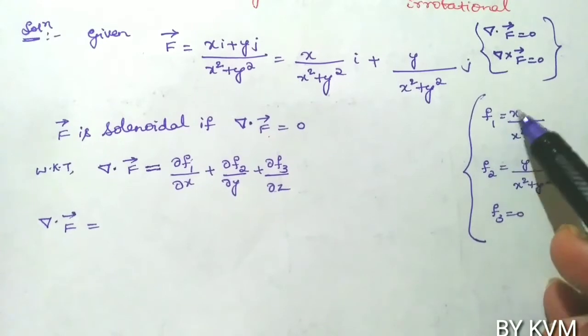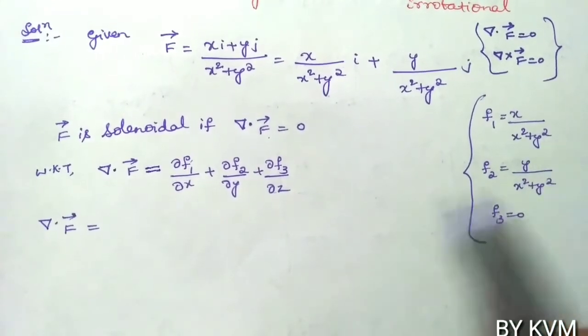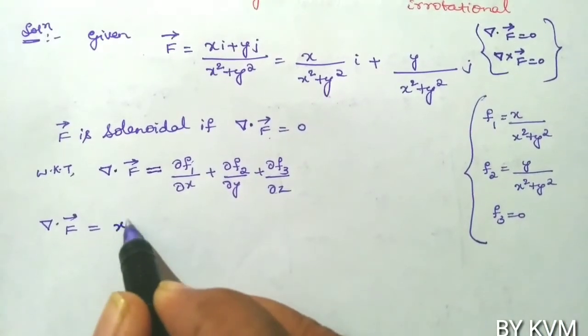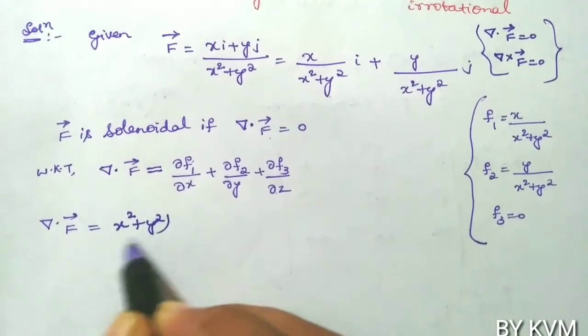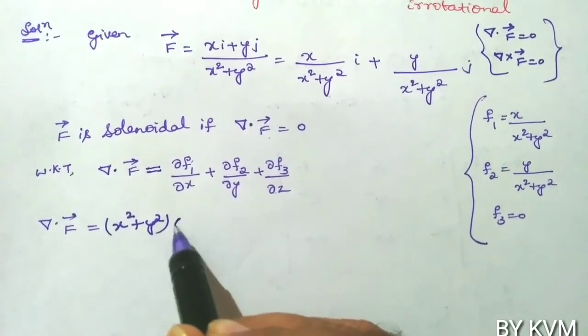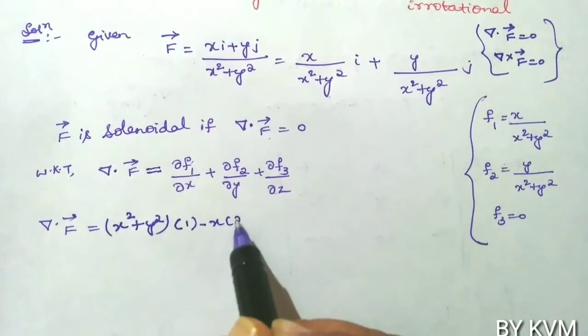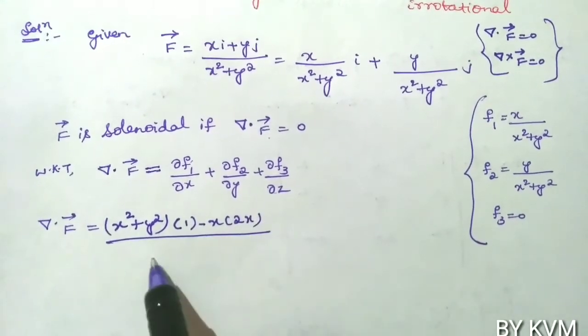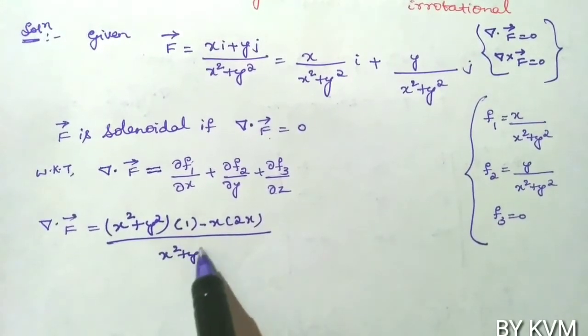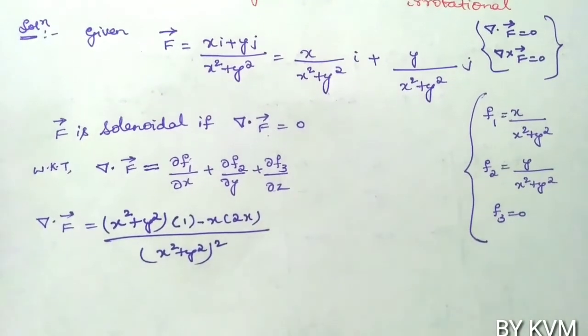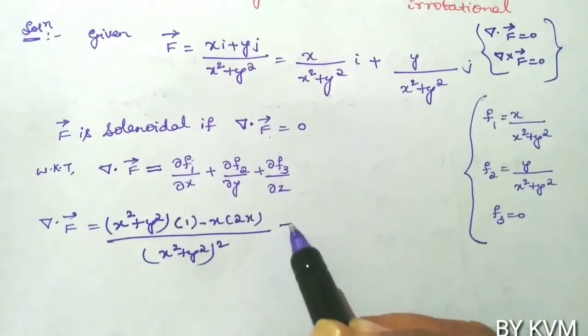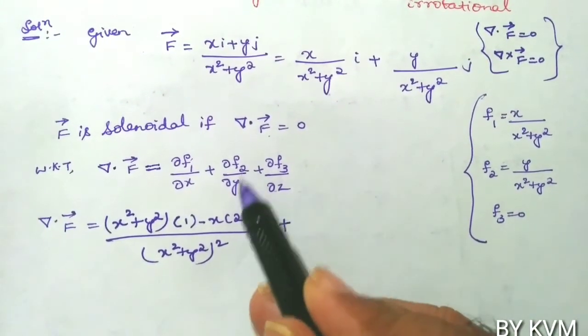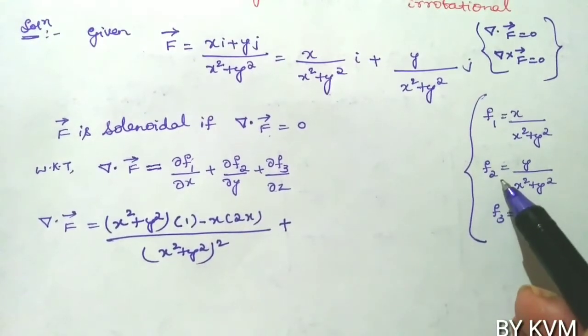So now del dot vector f, ∂f1/∂x. Differentiate f1 partially with respect to x. So here we have (x square plus y square) into 1 minus x into 2x, divided by (x square plus y square) whole square, applying the quotient rule, plus differentiate f2 partially with respect to y.